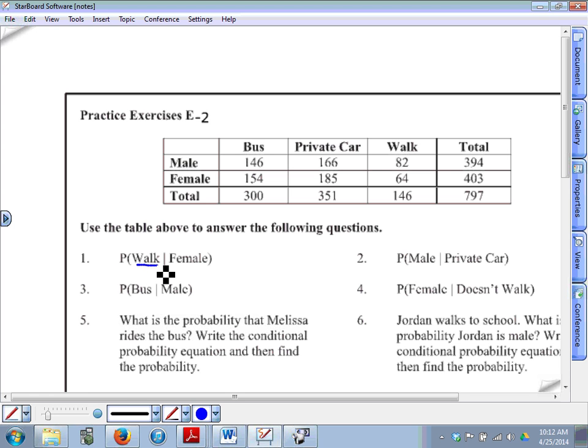What's the chance you choose somebody that walks given that that person has to be a female? We're choosing out of only 403 students now because they have to be female. And of those 403, how many walk? 64. You see how easy these are to calculate? 403 is prime, I believe, so I don't think that's simplified.